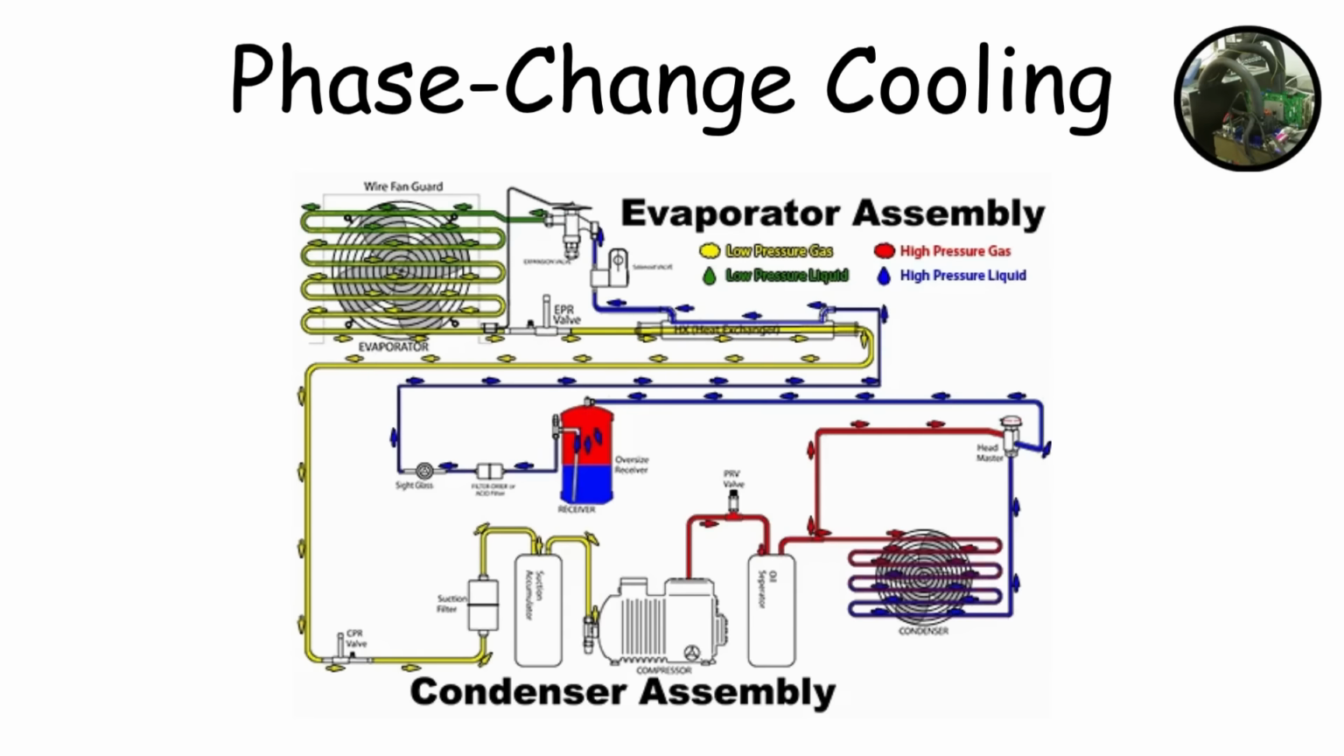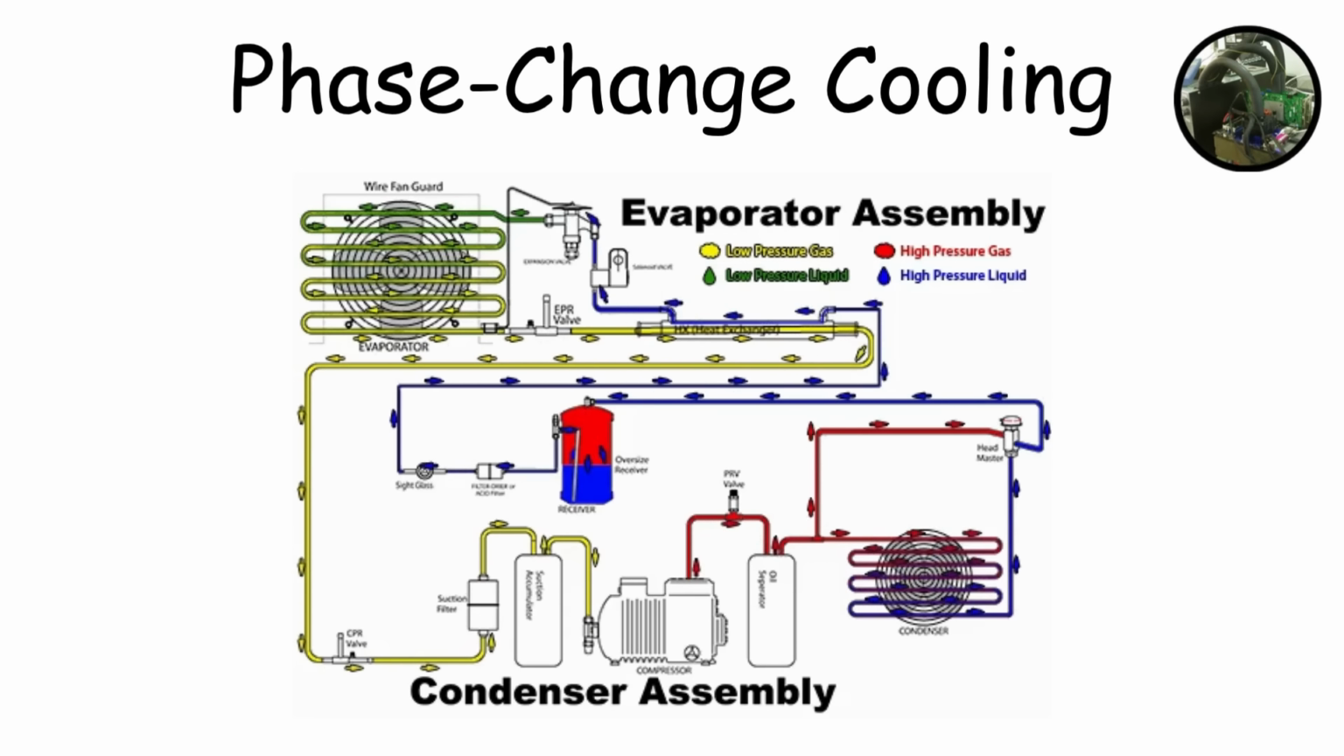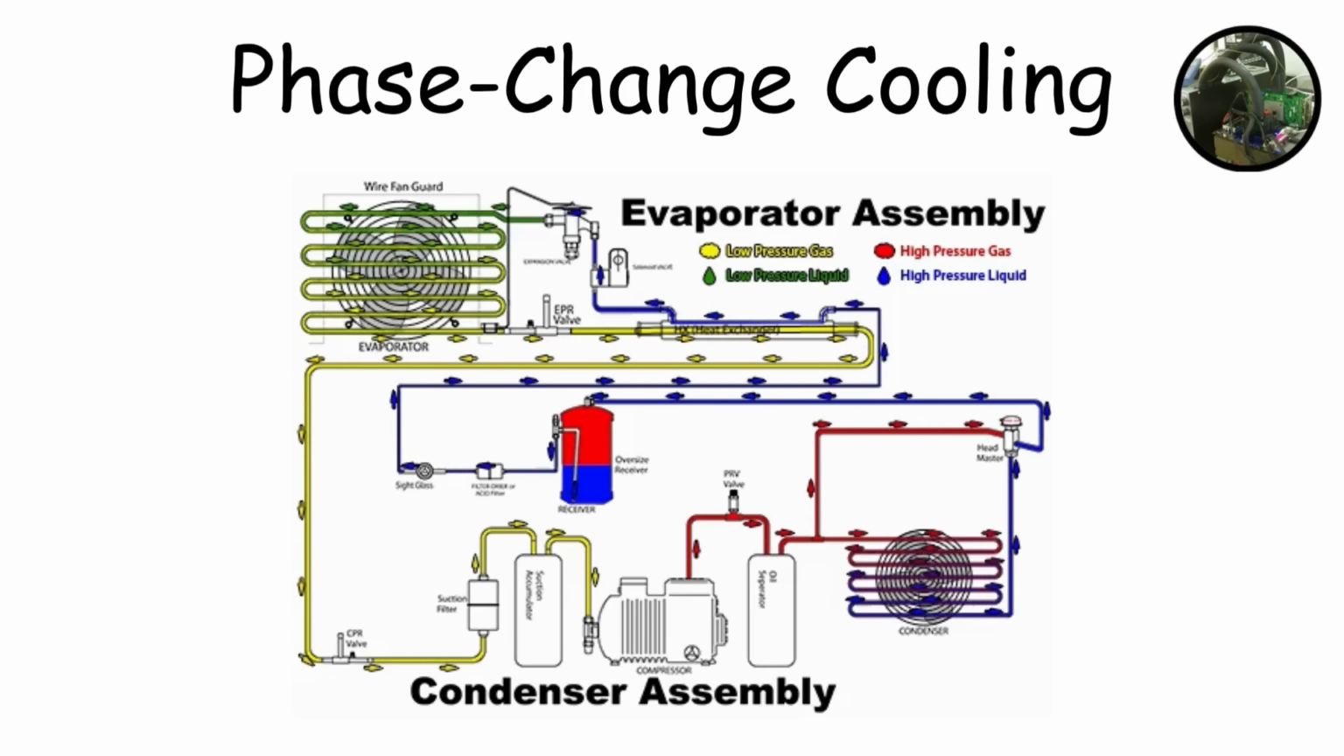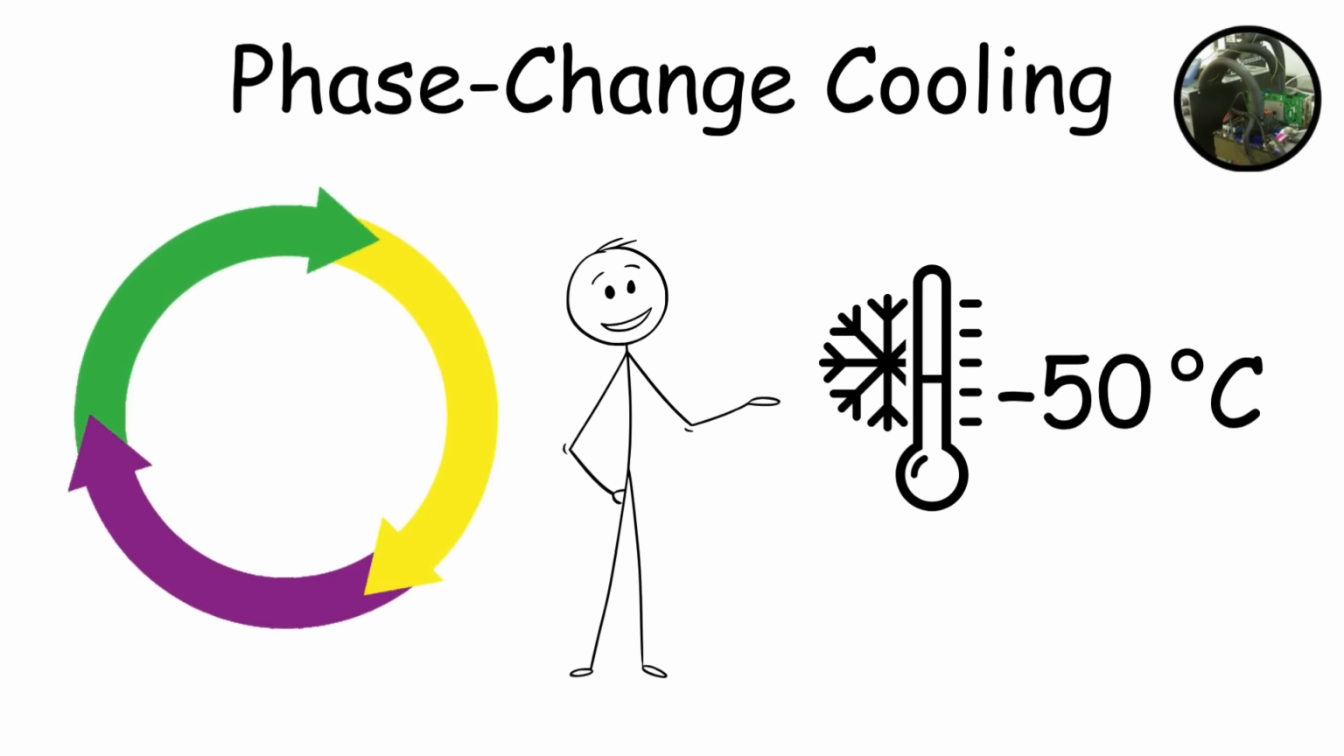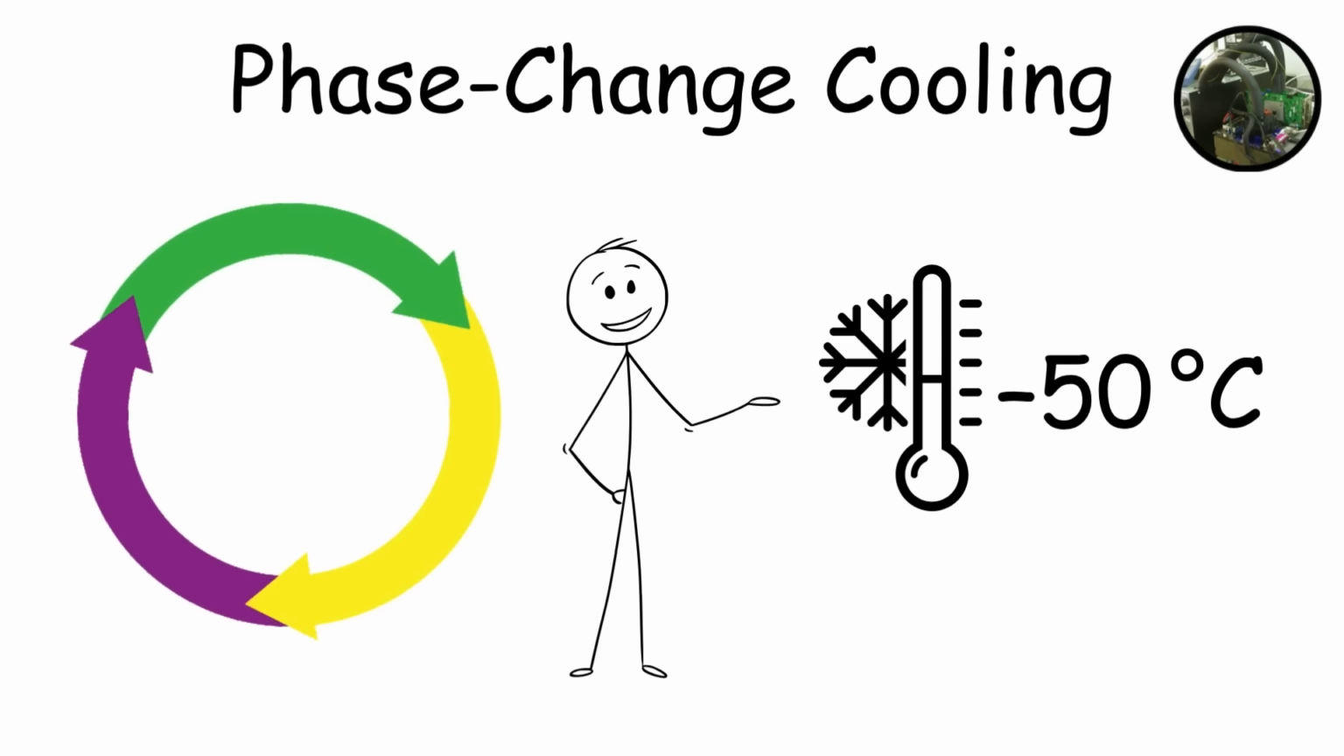The refrigerant evaporates at the cold end, pulling heat from the CPU, then travels to a condenser where it releases that heat and turns back into a liquid. The cycle repeats, cooling as low as -50 degrees Celsius in some setups.